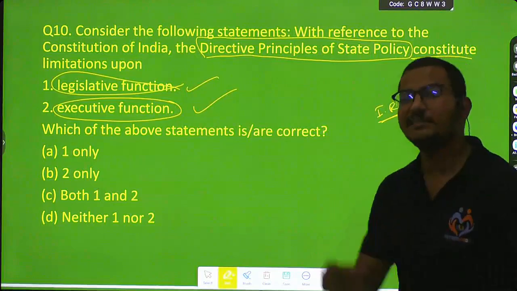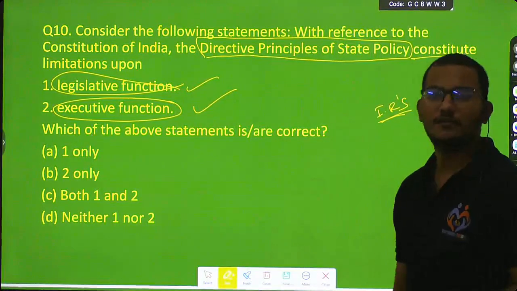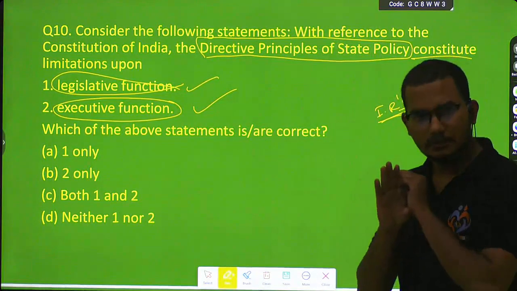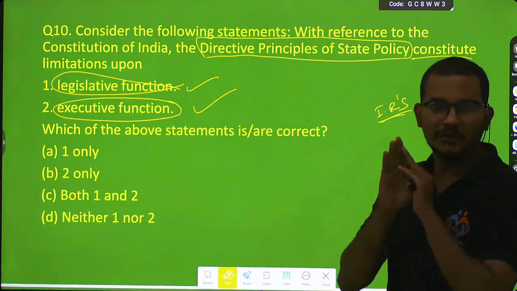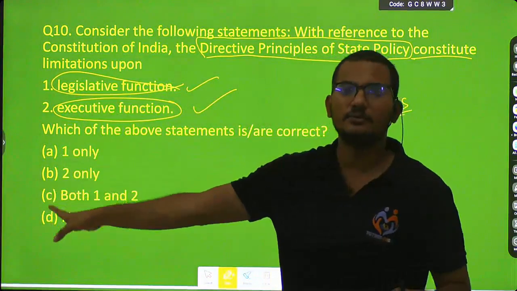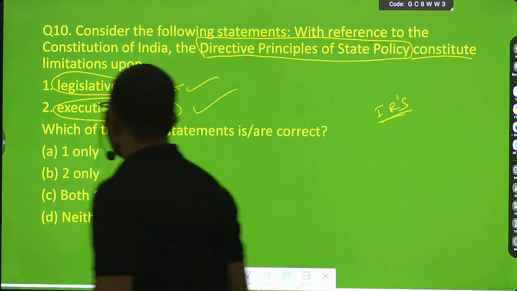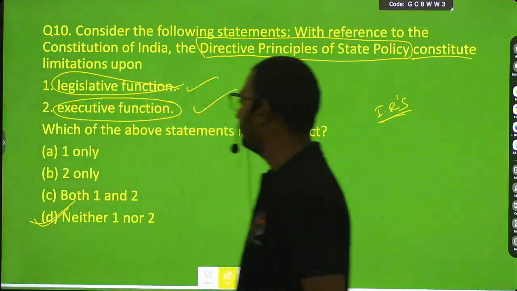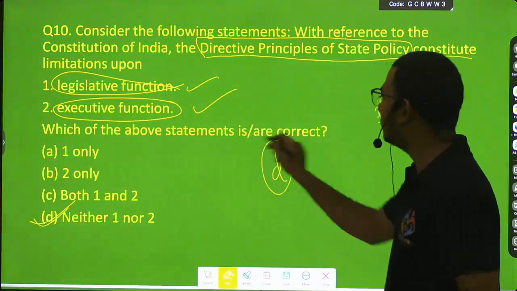But DPSPs are not enforceable, which means they cannot put constraints or limitations on legislative or executive functions. So your answer is neither one nor two. So option D is your answer.